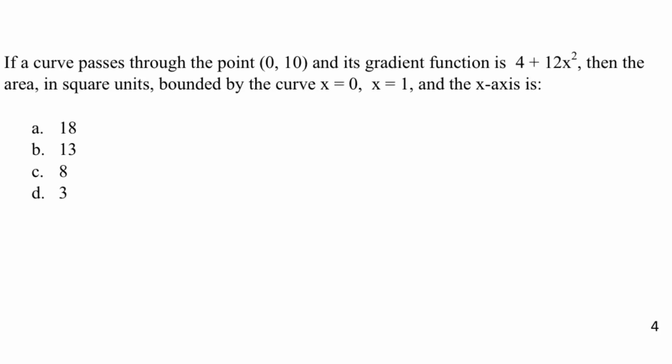The next question. If a curve passes through the point (0, 10) and its gradient function is 4 plus 12x squared, then the area in square units bounded by the curve, x is 0 and x is equal to 1 and the x-axis is. This is a bit of a tough question. Not that it is difficult to solve, but there are a lot of things involved here. The first thing, underline the things given to you. A point is given to you, and the gradient function is given to you, and you have to find the area bounded by the curve, x is equal to 0 and x is equal to 1.